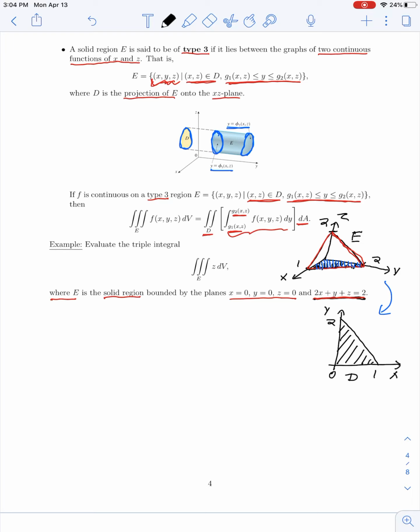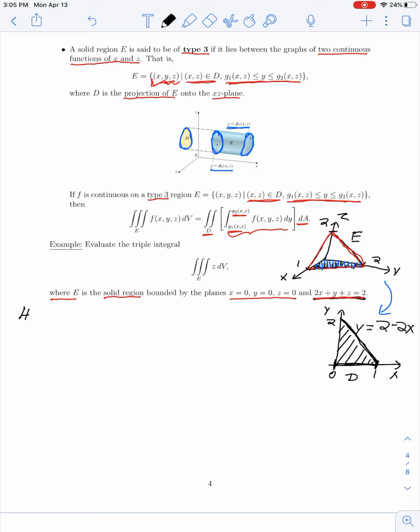And this plane region, D, can be thought of as a type 1 region where x is bounded on the left and right by 0 and 1. And then y is bounded below by the x-axis, y equals 0, and above by this line. And this line is the line whose y-intercept is 2, and it has a slope of -2. So 2 minus 2x would be the equation of this line, which forms the top edge of my plane region D. So let's think about how we could describe our solid region here.